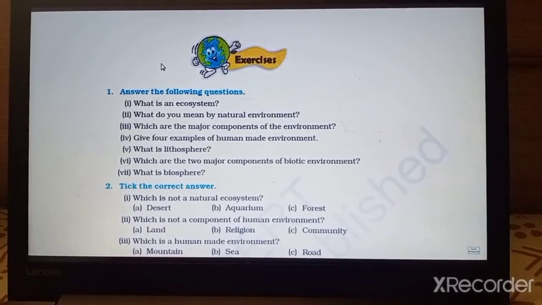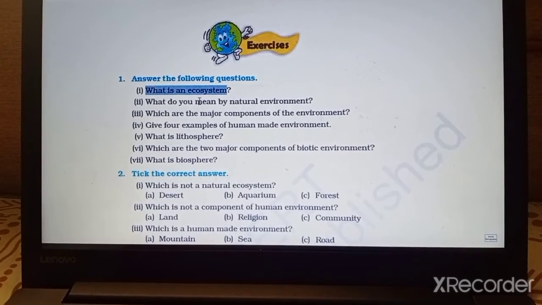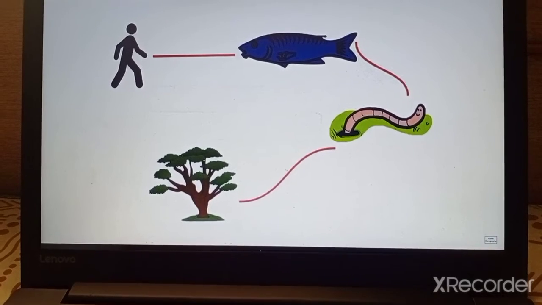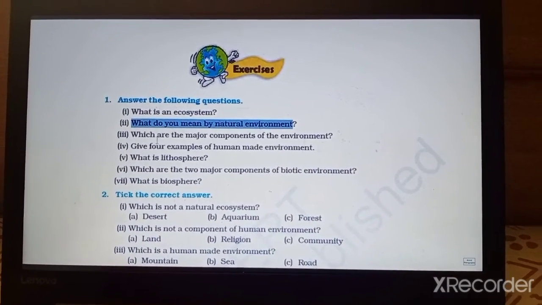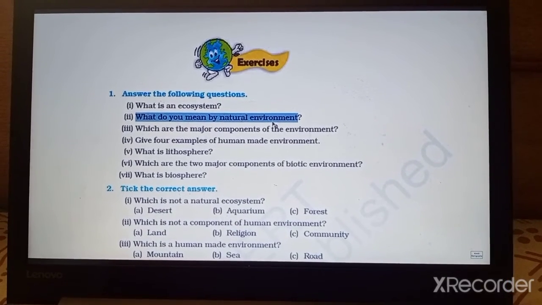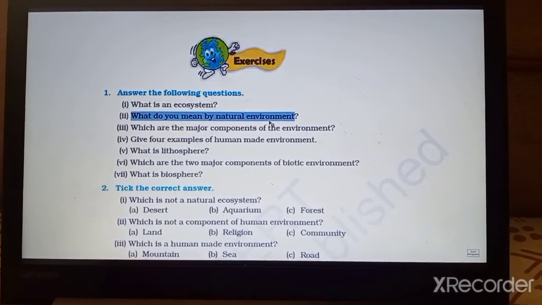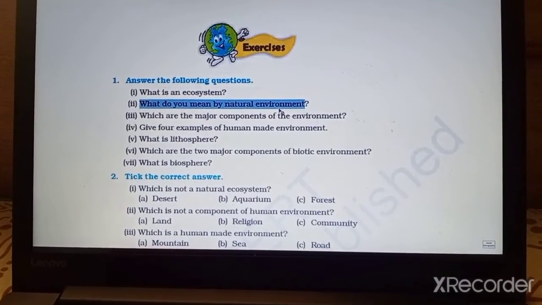Let us answer some questions. First question, what is an ecosystem? So, an ecosystem is nothing but an environment wherein organisms are dependent on each other. Second question, what do you mean by natural environment? Natural environments are those which have been created on their own. There is no involvement of humans whatsoever, like landmass, river, ocean, mountains, etc.